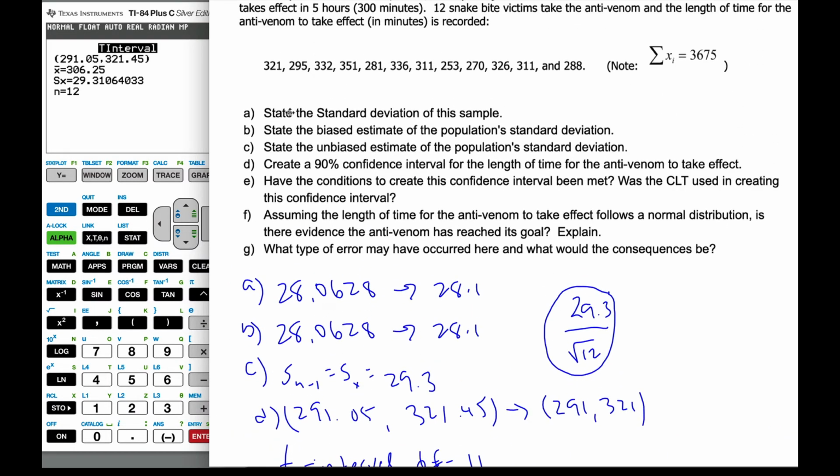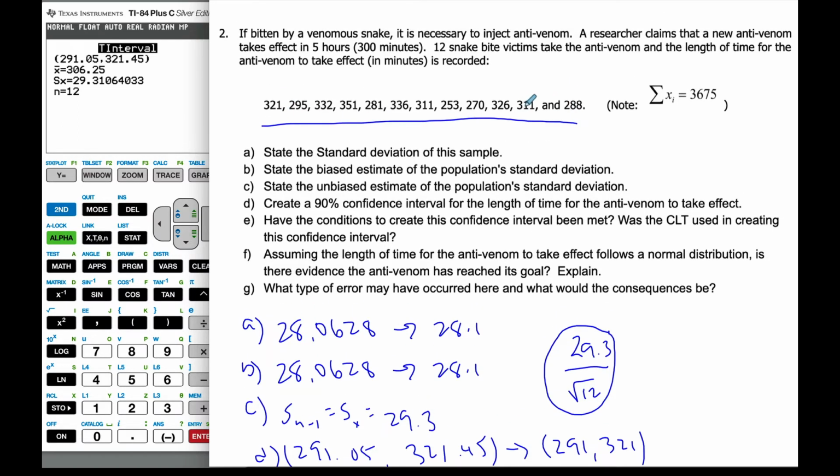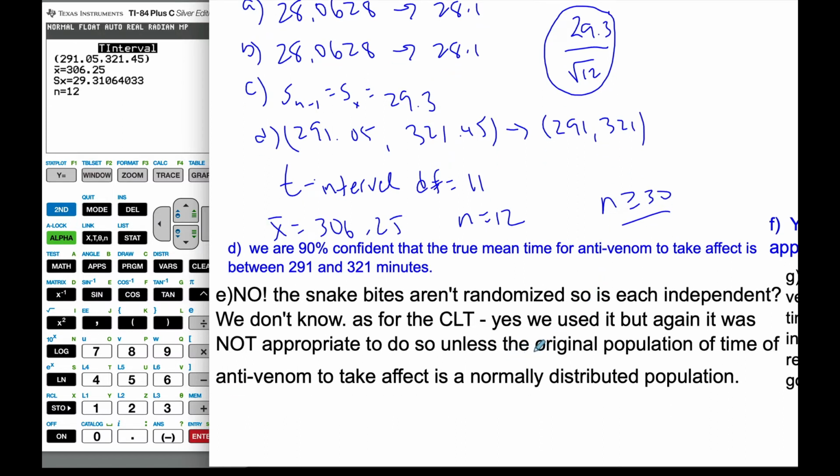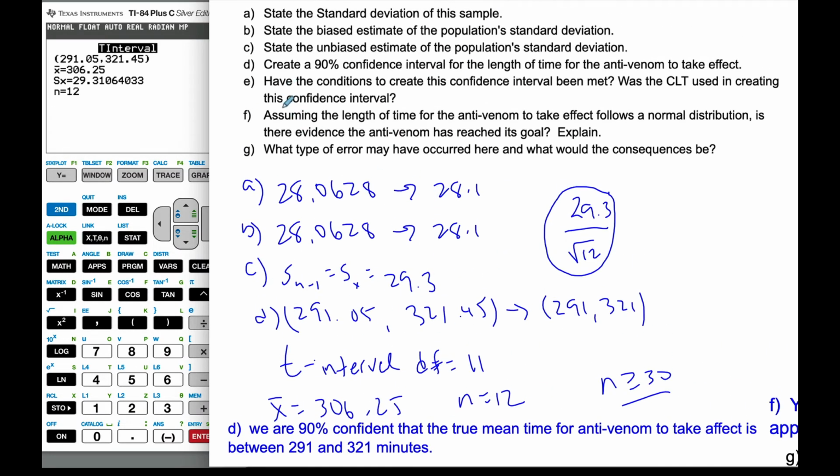We do not know, because first of all, we do not know if this set of data comes from a normal population. And if it doesn't come from a normal population, we need to have n be bigger than or equal to 30, which it is not. So it's not appropriate unless it's taken from a normally distributed population, and we do not know that information. So we should never have made this confidence interval, but we were told to.